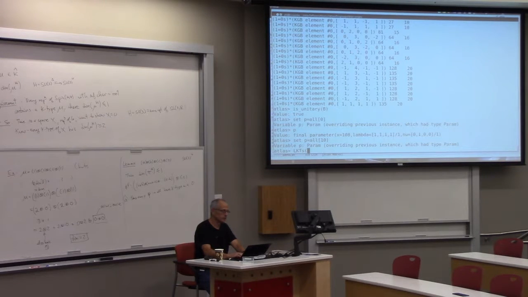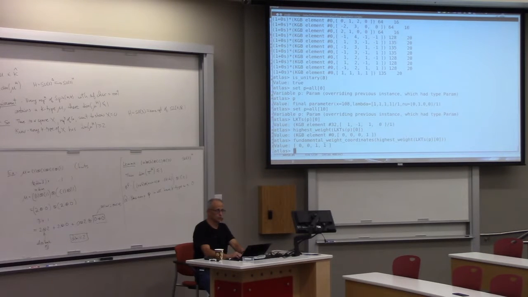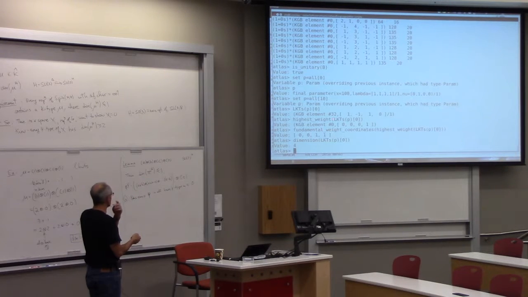Lowest K type. Fundamental weight coordinates of this thing. Yeah, so this is what I want. These are the coordinates that I want. The dimension of the lowest K types of P bracket 0 is 4. So I'm just getting warmed up here. This is the right coordinates. I picked a random guy in the middle of the block to get it to work. So I have some parameter. I did add lowest K types plural because it might have more than one. I got the highest weighted lowest K type.